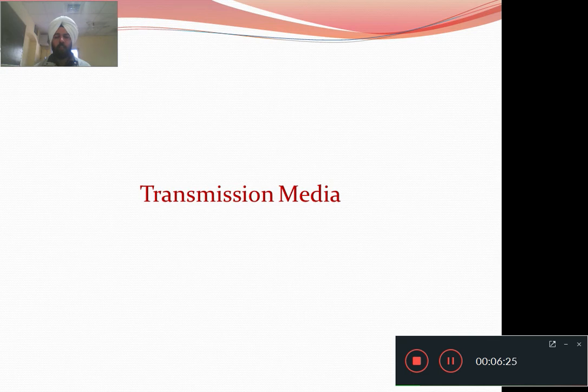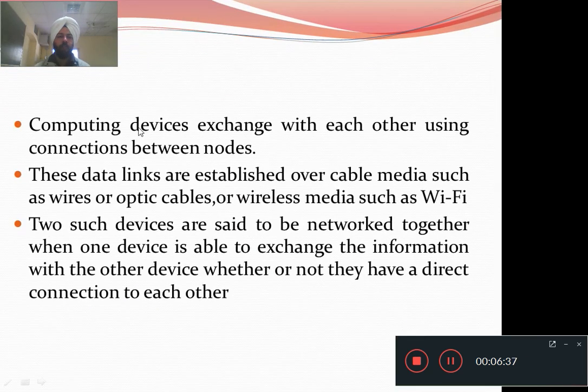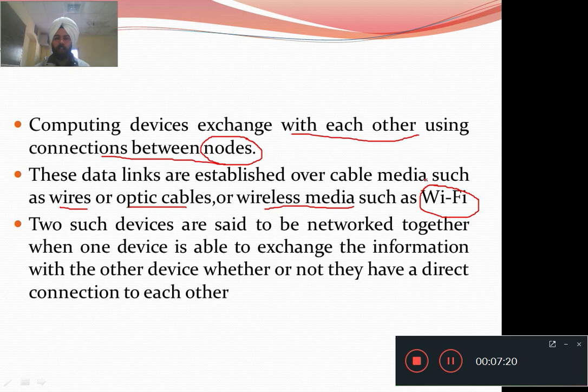Another is transmission media: how the data can be transmitted wirelessly or wired. Computer devices exchange data with each other using connections between nodes. I have already told you that the computers which are on networks are called nodes. Computer devices mainly exchange data from one computer to another computer. The data links are established over cable media such as wires or optical cables, or wireless such as Wi-Fi. Wi-Fi means wireless fidelity.